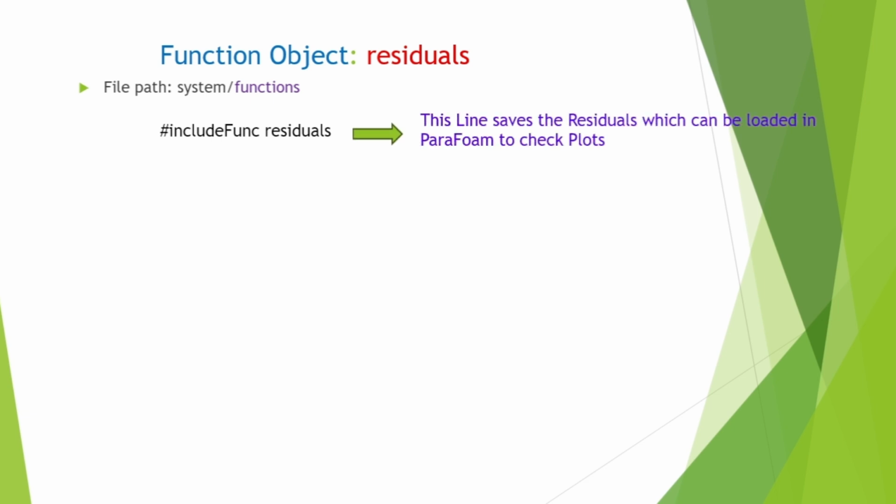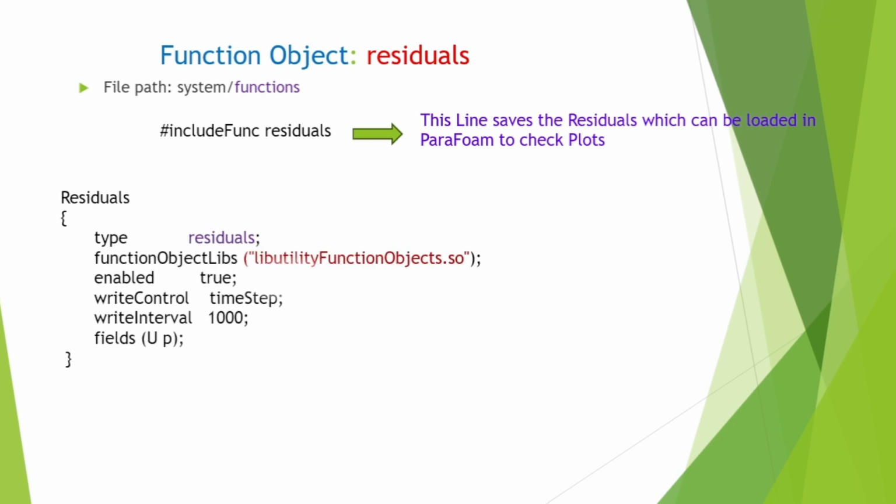Now let us add the function object for residuals in the file functions. There are two ways of adding residuals. The first method is just add this line in the file. This line saves the residuals which can be loaded in ParaView to check the plots. The second method is dynamic monitoring. If one wants to dynamically monitor the residual plots during the runtime, then we need to add this block.